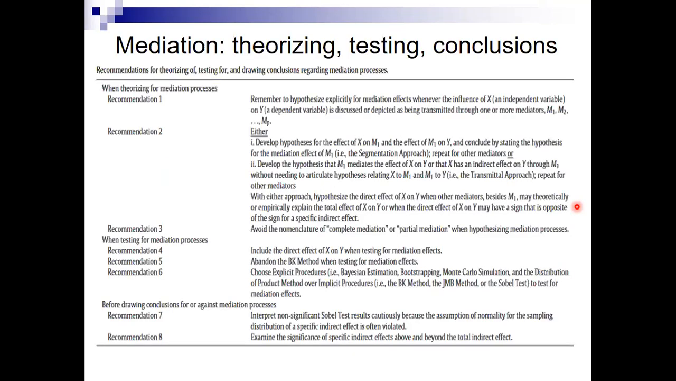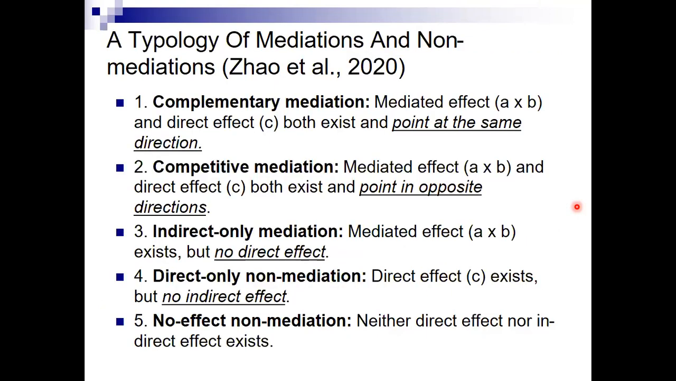Now, there are recommendations on theorizing and testing and drawing conclusions. So there are here 18 recommendations, which I'll walk you through because they're very important. That's a summary, but I'll walk you through one after another so that you see what we mean, okay?